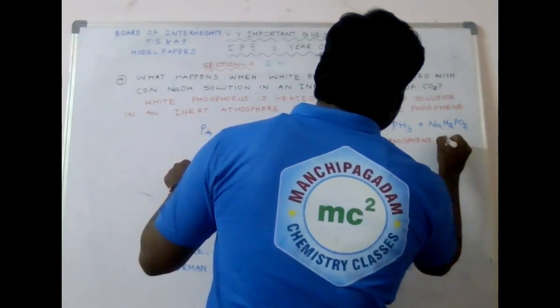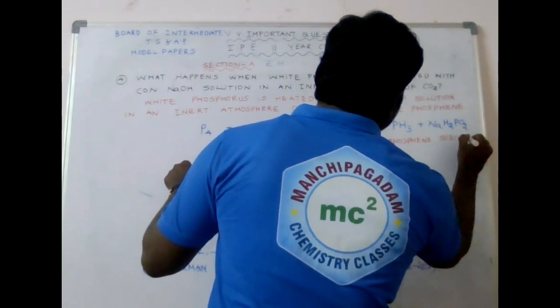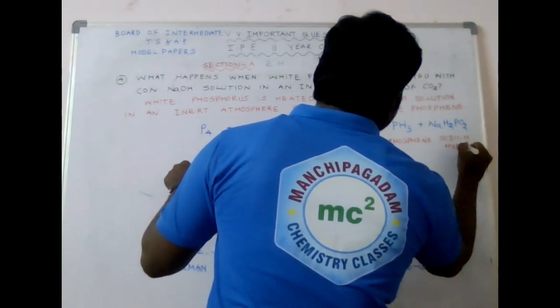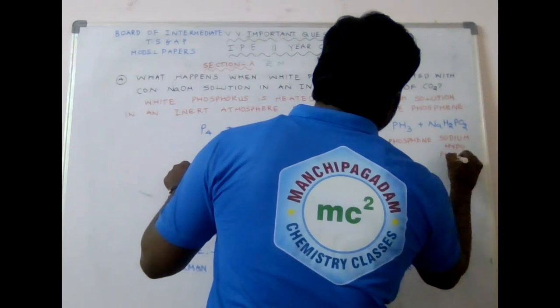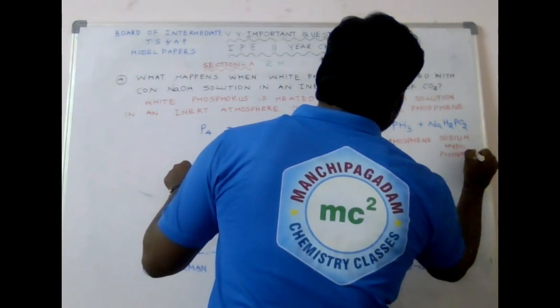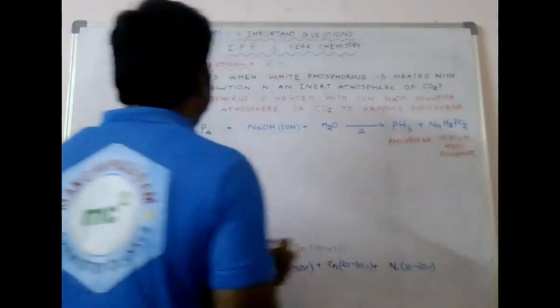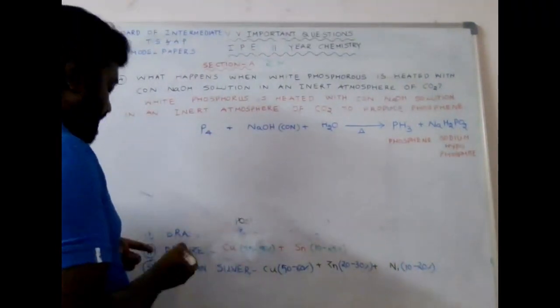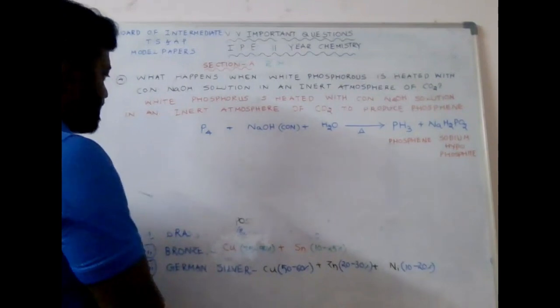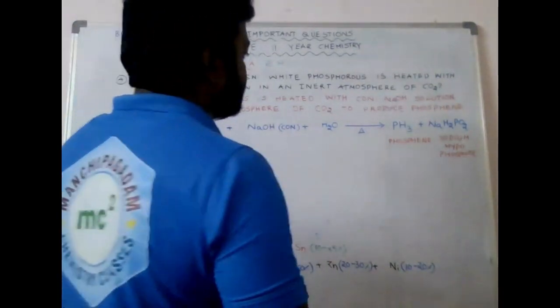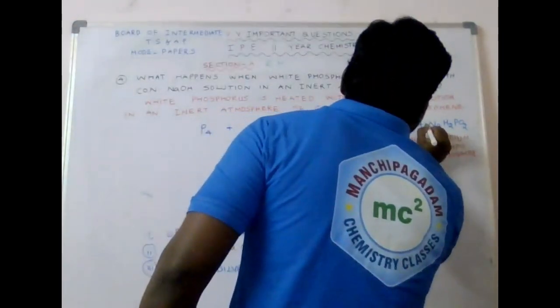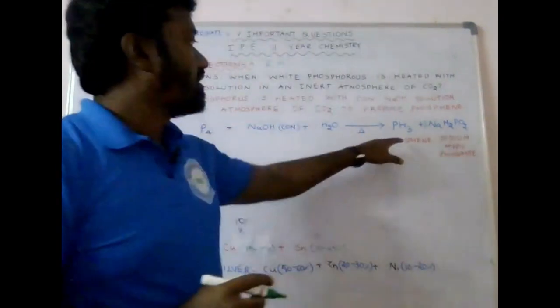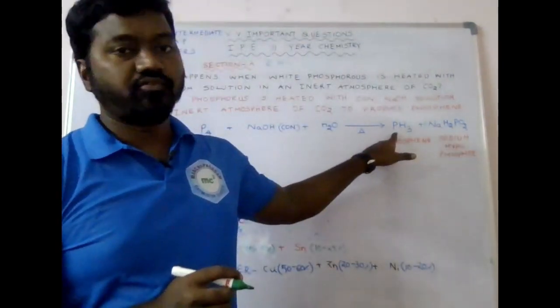This one is called sodium hypophosphite. And of course, this is the phosphorus. Okay. So it is not balanced. So to balance that, here 4 phosphorus are there. Here I am taking 3 phosphorus. And 3 phosphorus and 1 phosphorus, total 4.